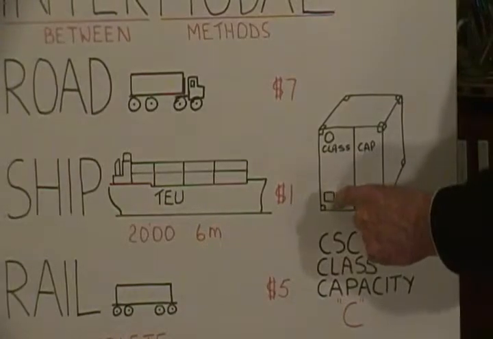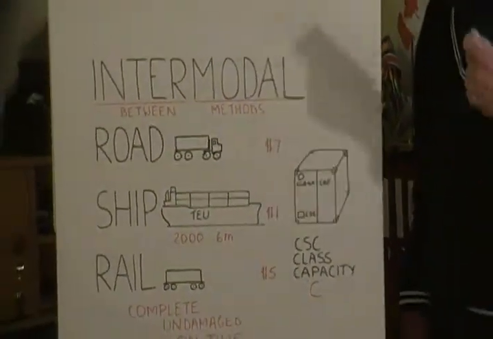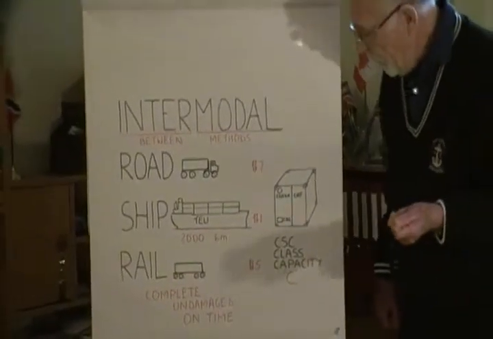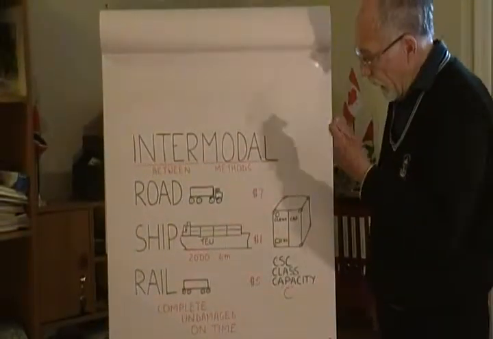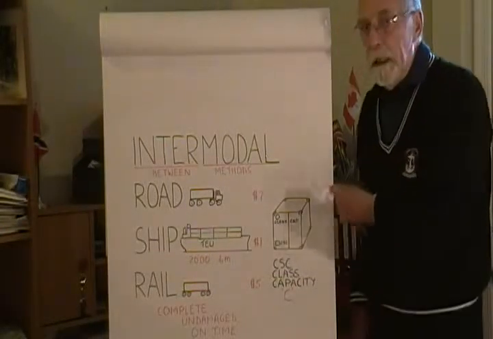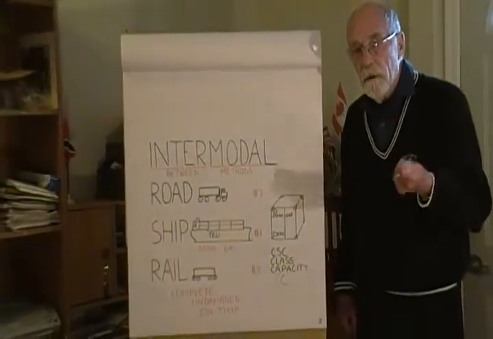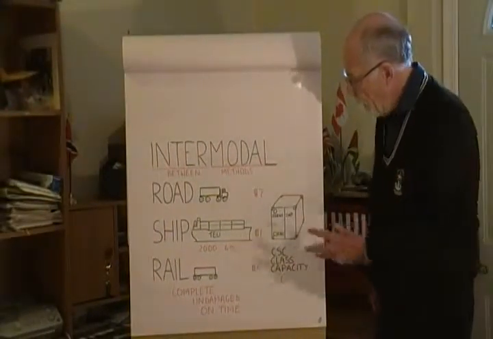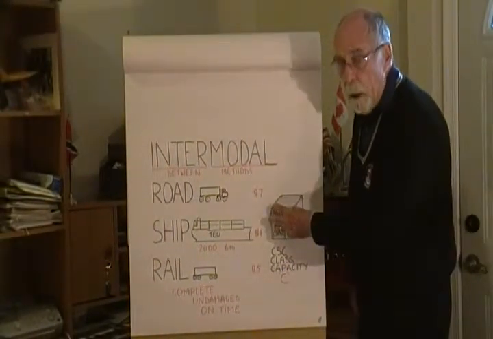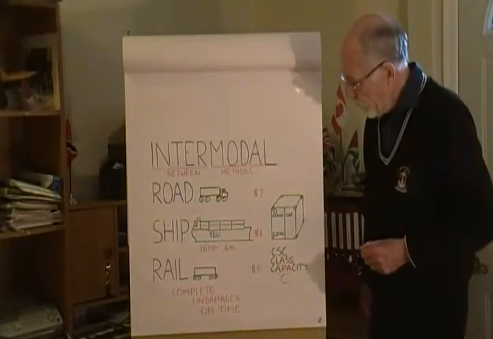That says that it has been built, supervised by a classification society, and its strength is within the requirements of the International Convention on Safe Containers. So this is a vehicle without wheels that moves through the transport system.